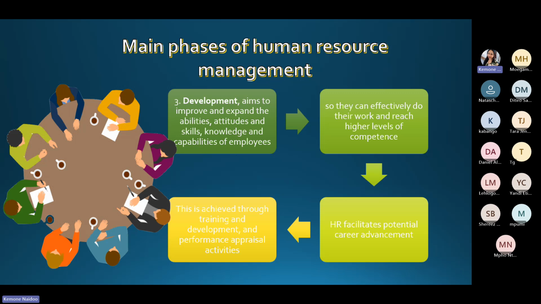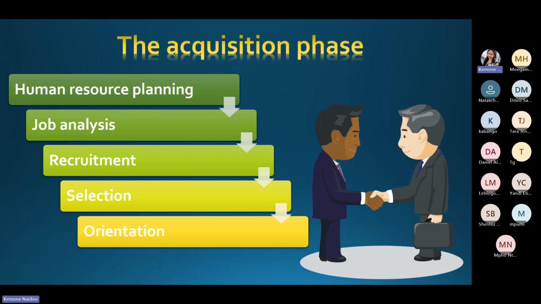So here we are just hoping to expand on their skills, their knowledge, their capabilities, so those performance targets can be met effectively, and also so we can enhance the overall performance of the organization, which is a competitive advantage. Okay, so if we look at the acquisition phase, it's made up of a few aspects. So we have human resource planning, job analysis, recruitment, selection, and orientation.